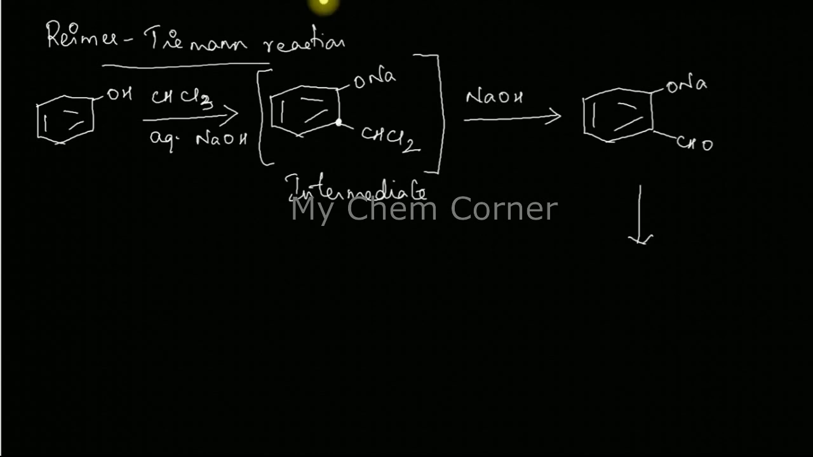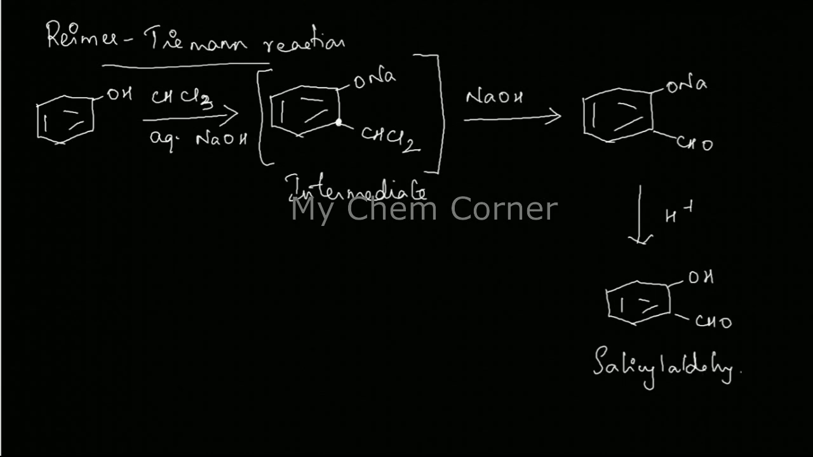In the last one, ONa needs to be converted to OH. So we just add an H plus and it will get converted to OH and CHO. Like this, in the ortho positions, when these groups are present, this is going to be called salicylaldehyde. So the Reimer-Tiemann reaction is the preparation of salicylaldehyde from phenol. Kolbe reaction is the preparation of salicylic acid from phenol.